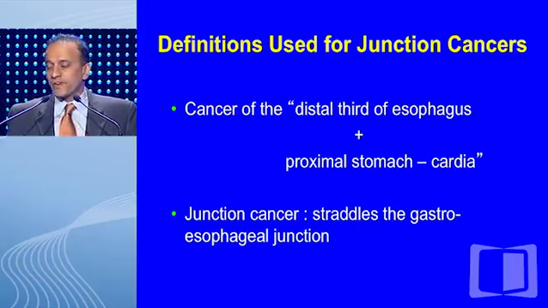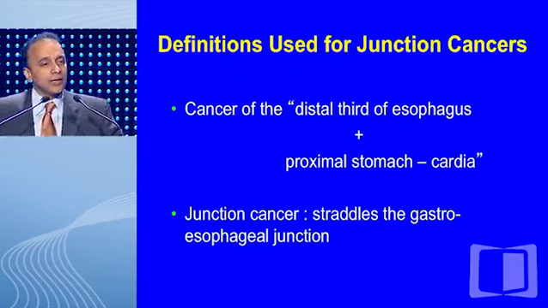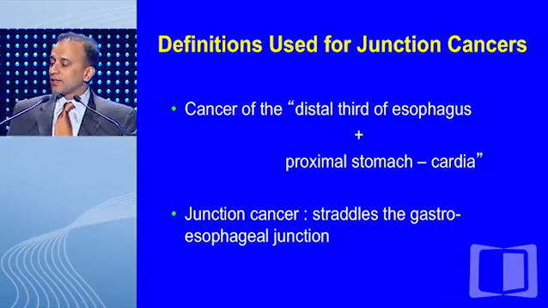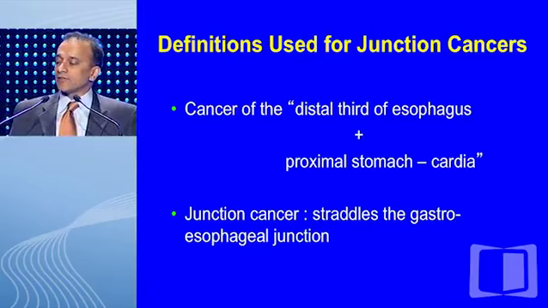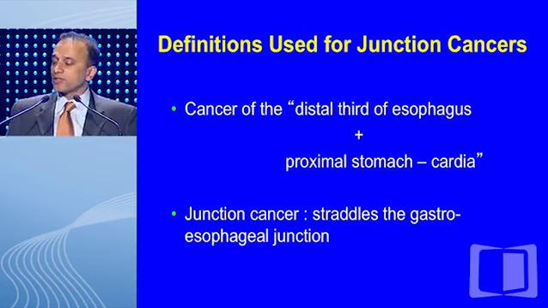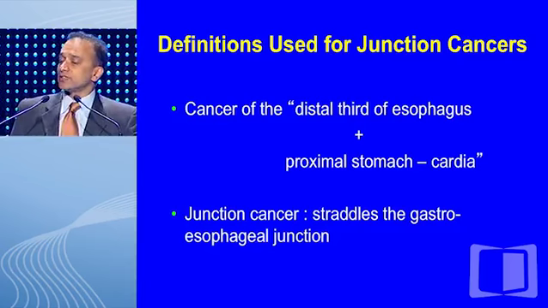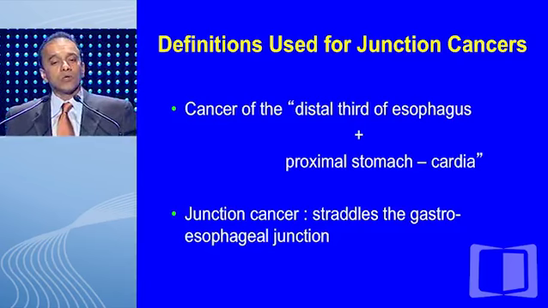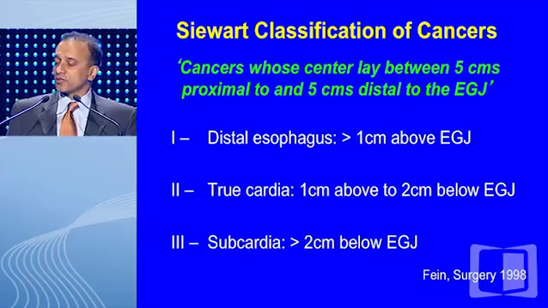Also, the literature has variable definitions, at least endoscopically and in the GI literature. One is that a cancer of the GE junction is defined as that which includes the distal third of the esophagus or the proximal stomach, which is the cardia. And others have widely used this definition, which is that any cancer which goes across the anatomic GE junction is defined as a gastroesophageal junction cancer.